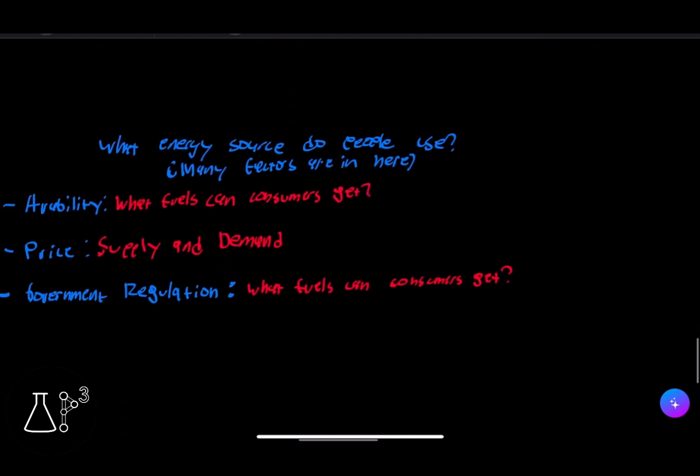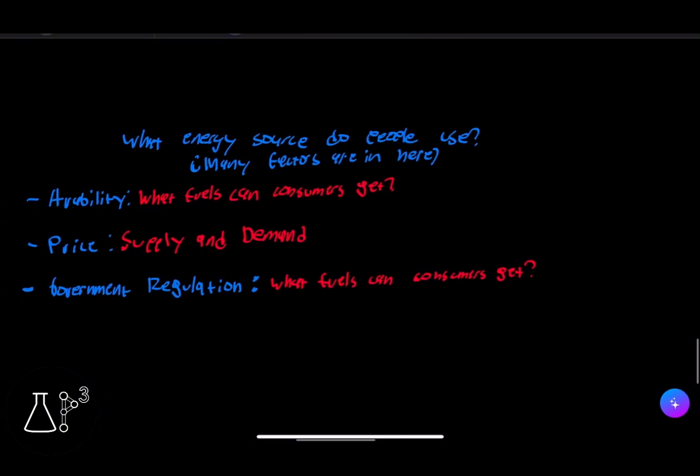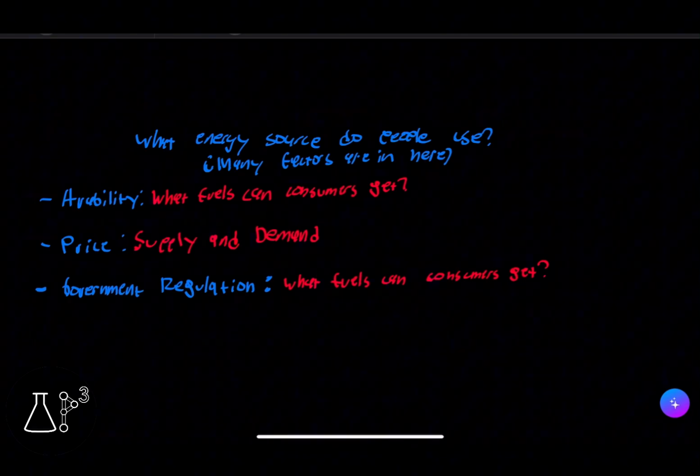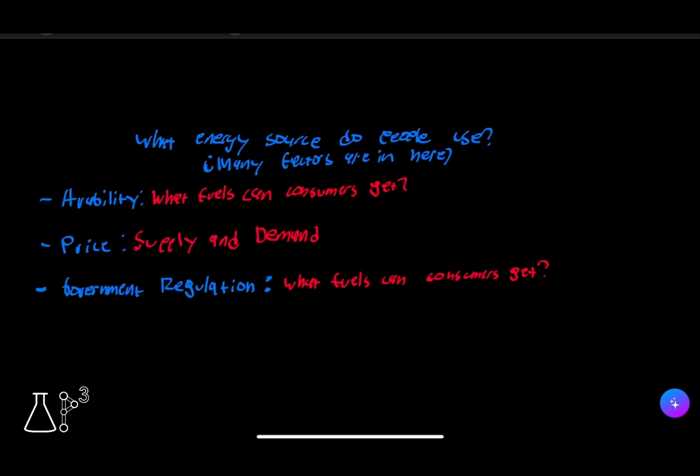So now, what energy source do people use? There's a lot of factors that come into play here. Well, we have availability. What fuels can consumers get? So let's say, for example, developed countries are going to have more access to a lot more resources like gasoline and power plants because they're more industrialized and developed. But in non-developed countries, they're probably going to use more manual labor instead of gasoline because it's going to be less industrialized and less developed than more industrialized countries.